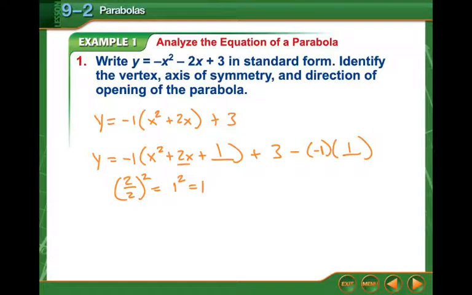So now our large parentheses is a perfect square trinomial. So that means it's y equal to a negative 1 times x plus 1 squared. And then all the numbers outside, so the negative 1 times 1 is negative 1, but it's minus that, so it's adding. 3 plus 1 is 4. So there it is in standard form.